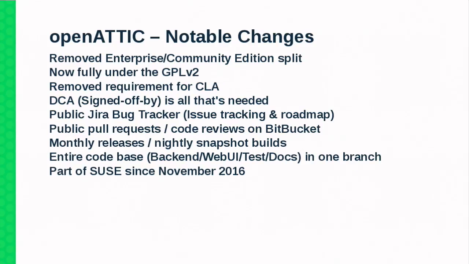Everything is now performed fully in the open. So we have a Jira instance that performs both as a bug tracker, but also as a feature tracking tool. So we do our development roadmap planning. We plan our sprints all in the open, and users can submit their own requests. They can comment on everything. They can vote.